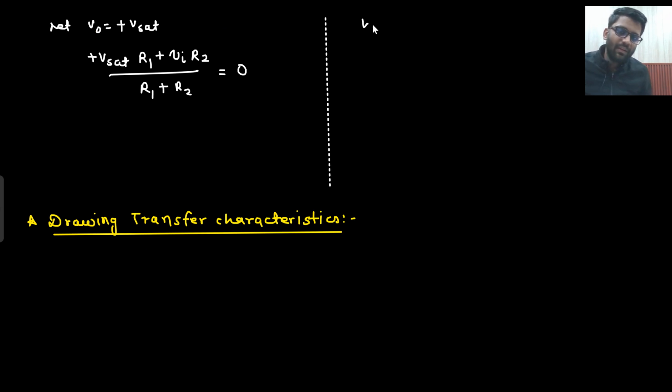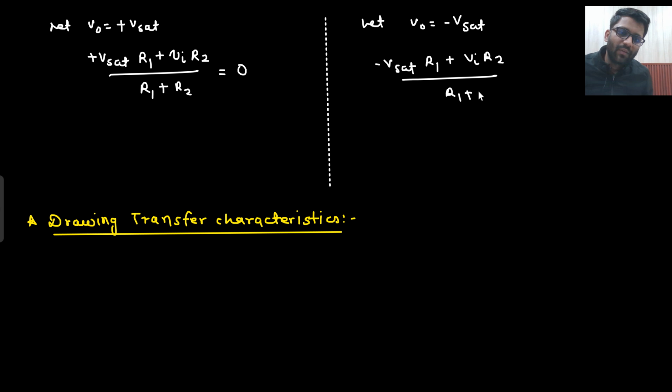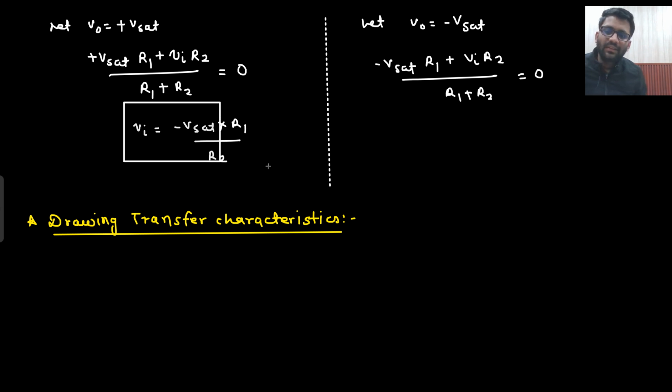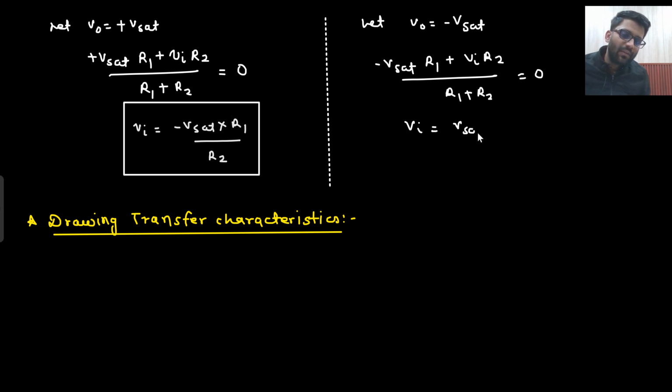Next, I will assume output to be minus V sat. So minus V sat into R1 plus Vin into R2 divided by R1 plus R2. From here what I am getting, my input value equals minus V sat into R1 divided by R2. This is one of the values I am getting, and another value I will get is V sat into R1 divided by R2.